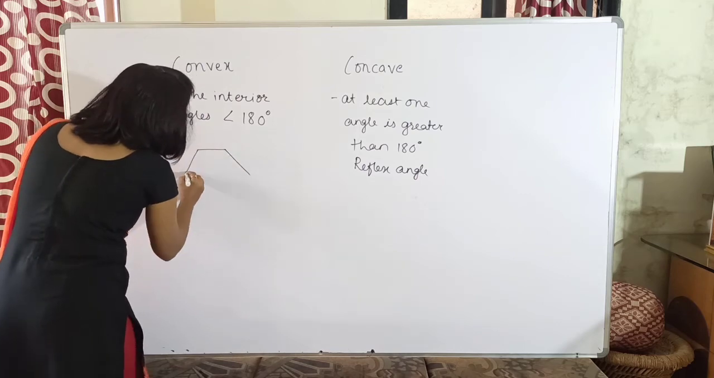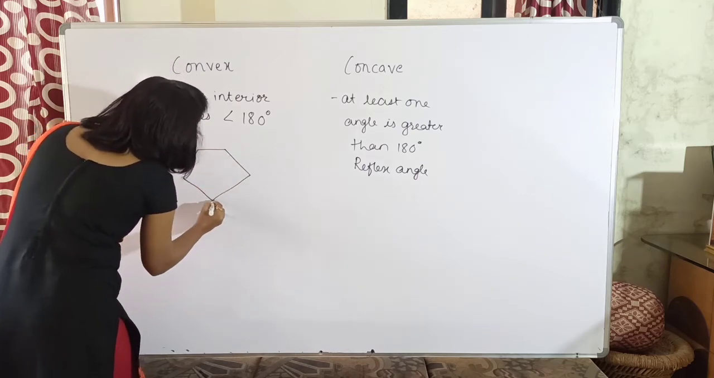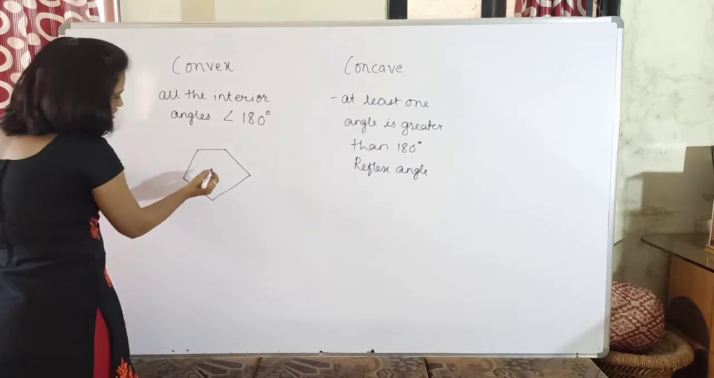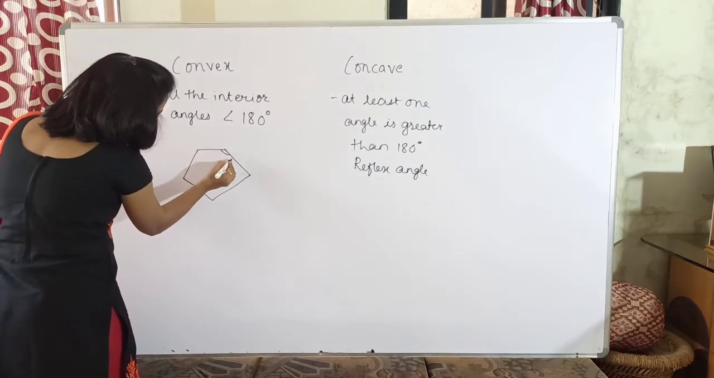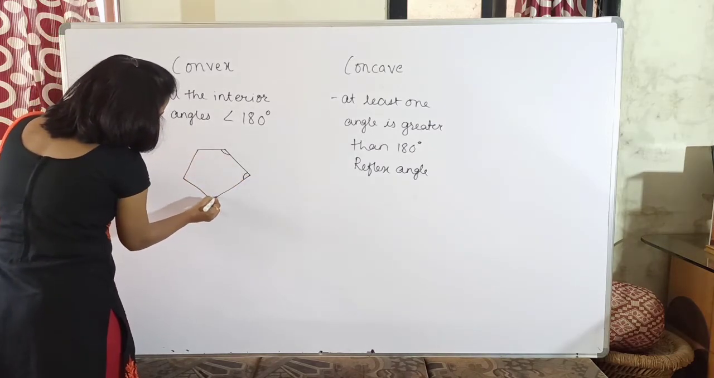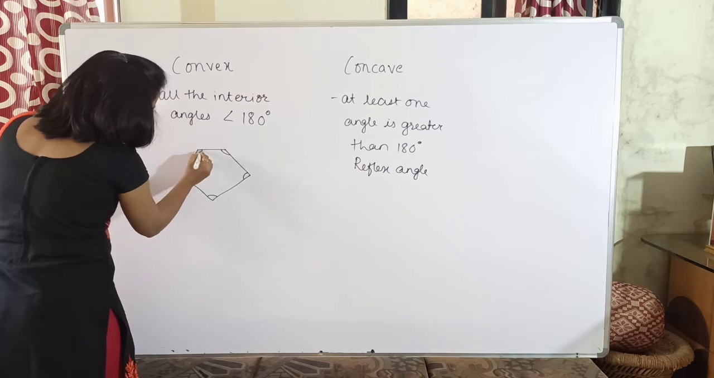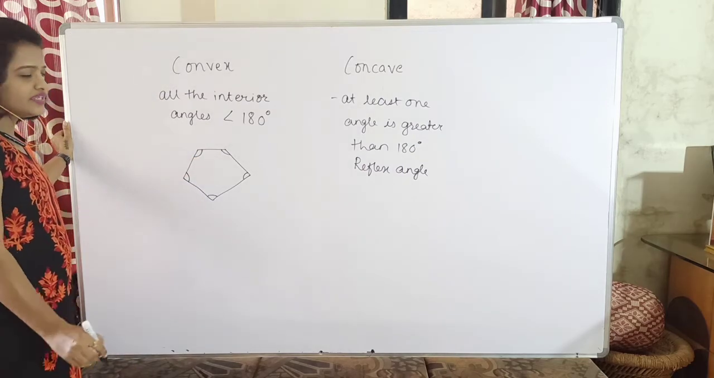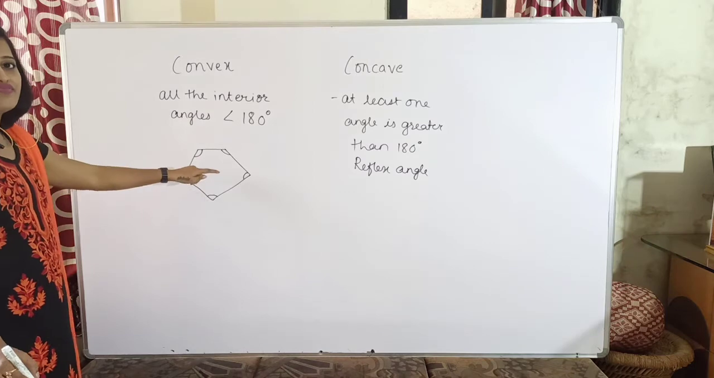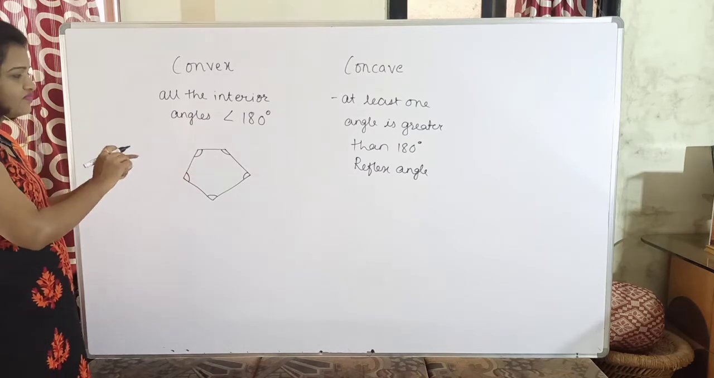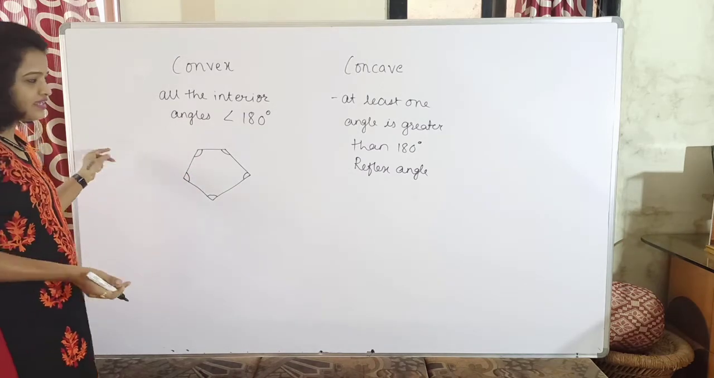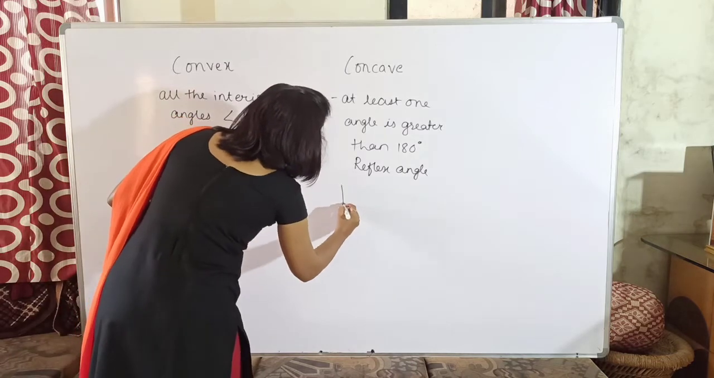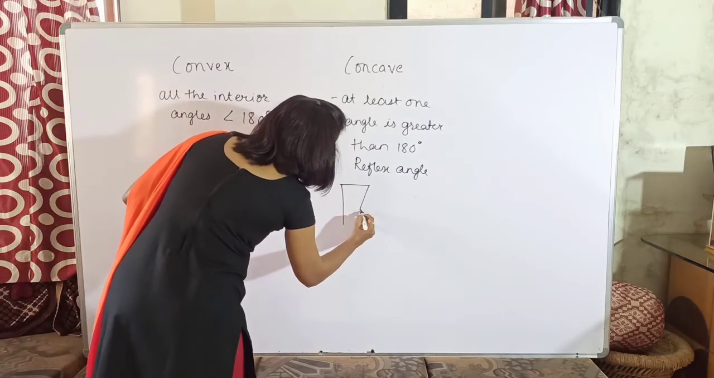Suppose I am drawing a pentagon. Okay, so now interior angles means which angles? These angles on the inside. So as you can see, is any one of the angles greater than 180? None of the angles will be greater than 180. Greater than 180 would mean it will definitely be a straight line. But here, suppose I am drawing a figure like this.